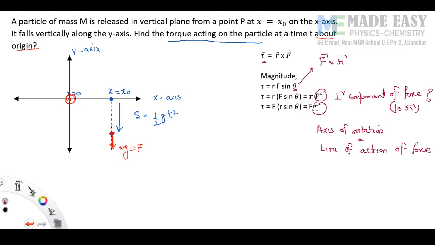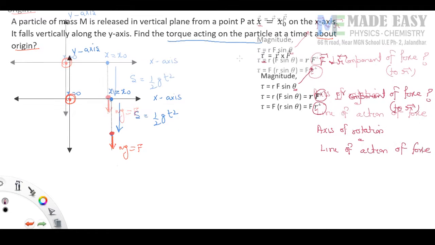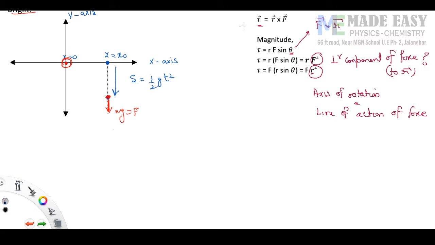What is r perpendicular? Perpendicular distance, किसके बीच का perpendicular distance? Axis of rotation and line of action of force. Now depending on the situation, one of these formulas can make your problem very easy to solve. Let's try to solve this question using this approach. So approach number 1: torque can be written as force into r perpendicular, right? First of all, what is force? Force is clearly mg. This is mg into r perpendicular. r perpendicular क्या चीज है? It is a perpendicular distance. किसके बीच का distance? Between the axis of rotation and line of action of force, right?